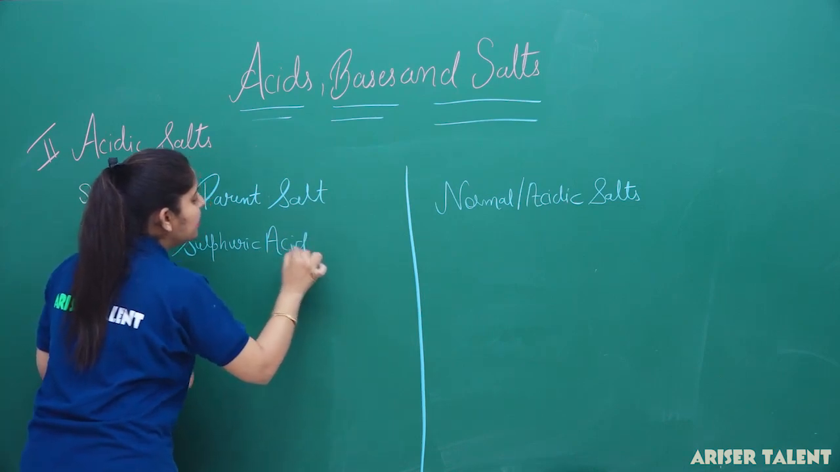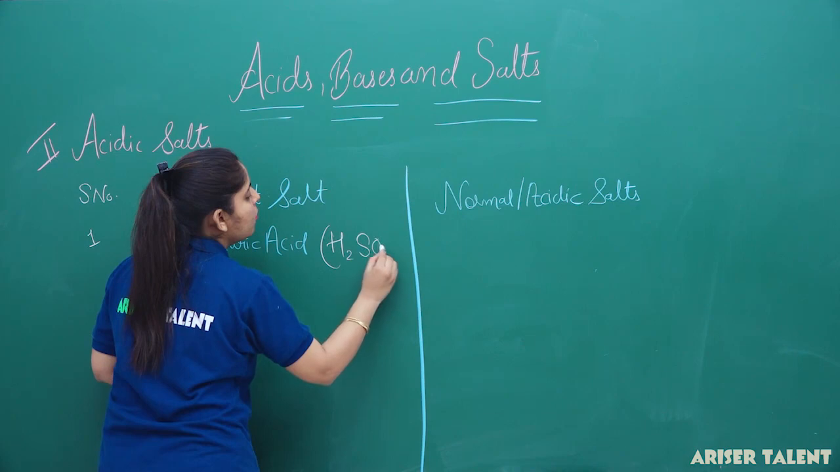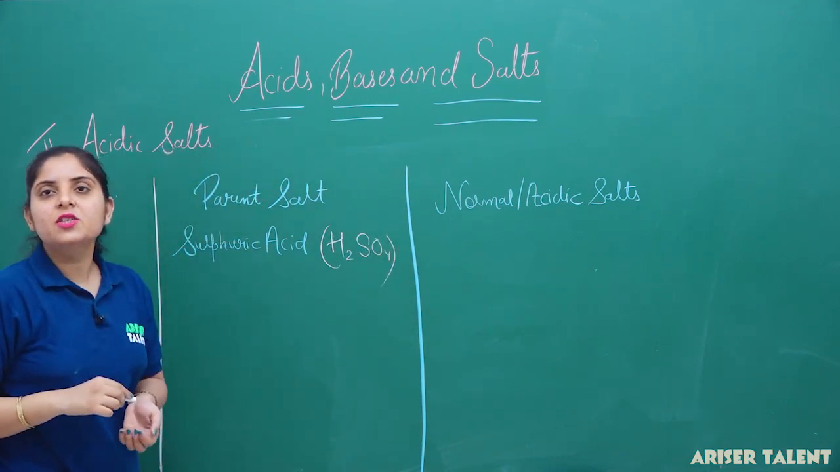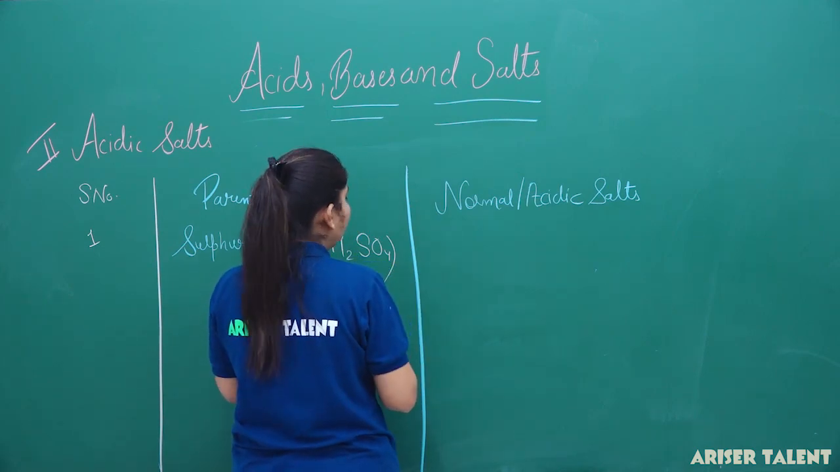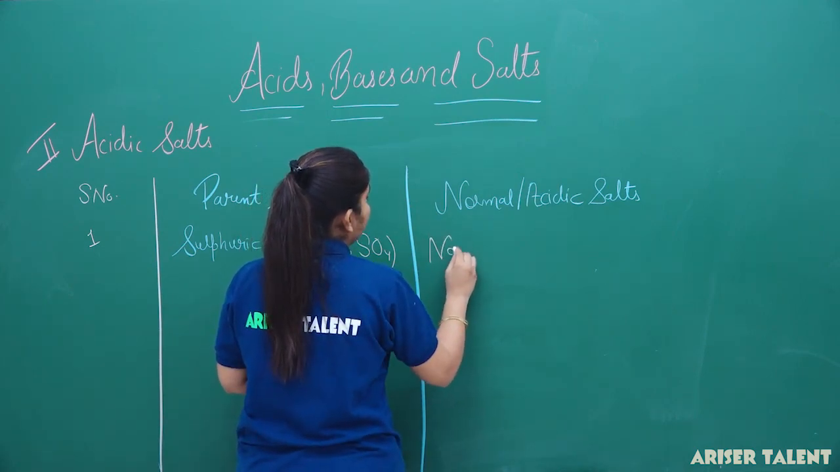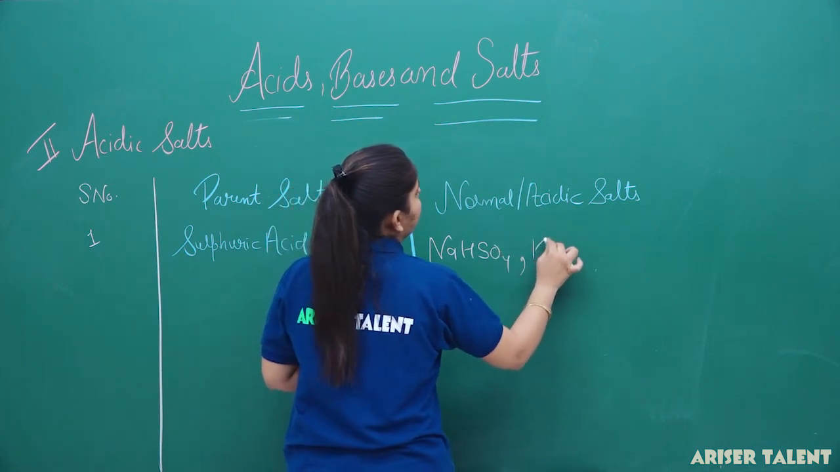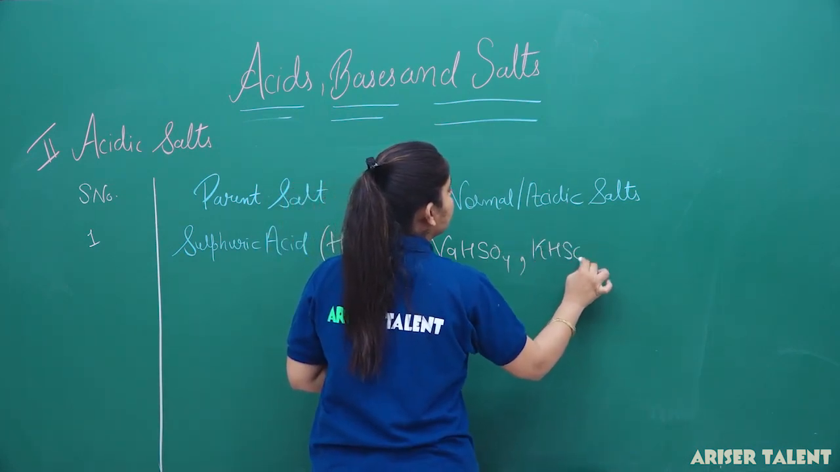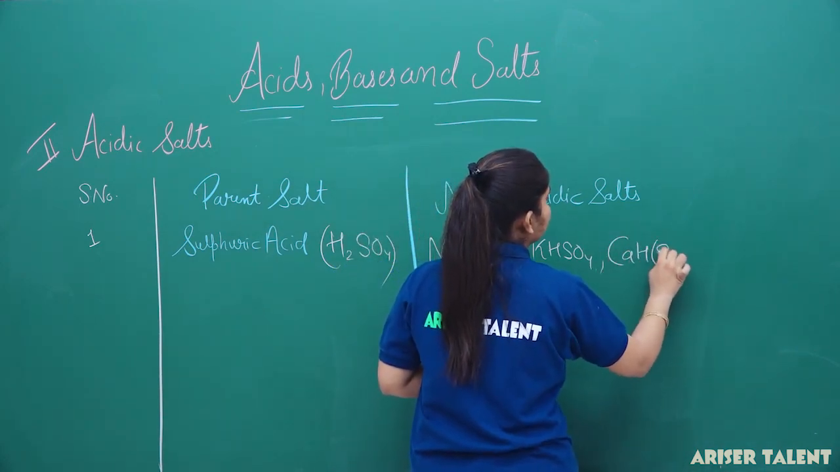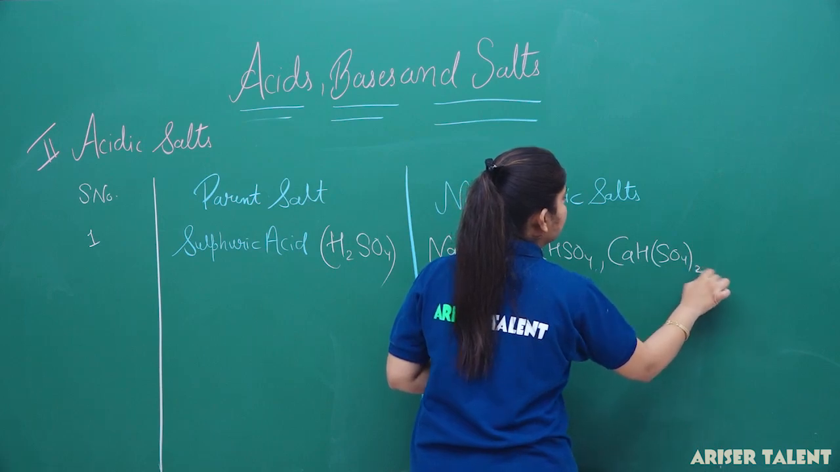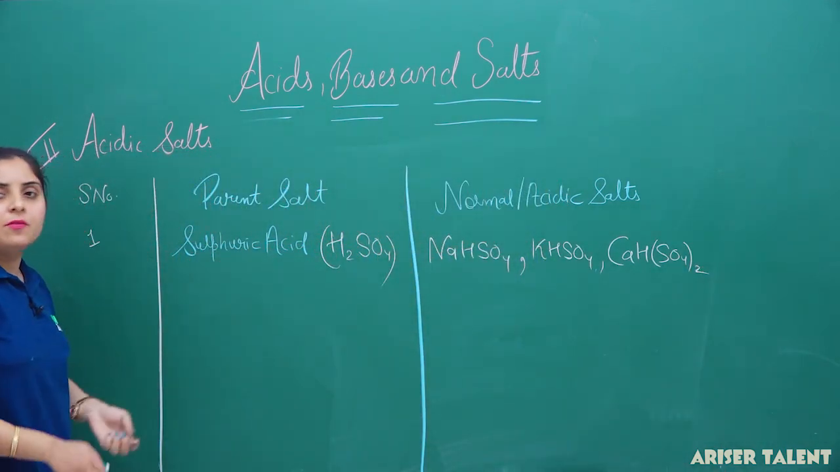For sulfuric acid, we have the formula H2SO4. The acidic salts obtained in this category will be, the first salt we can obtain, NaHSO4, KHSO4, and Ca(HSO4)2. So these will be the acidic salts we can obtain from sulfuric acid.